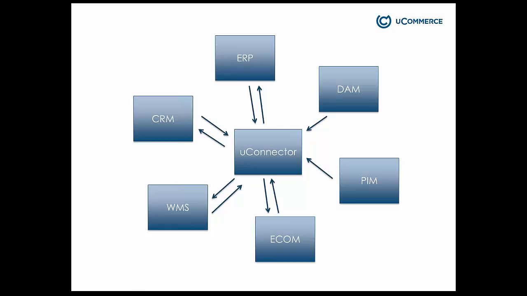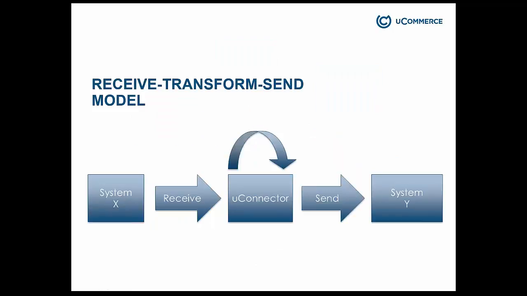So uConnector is a general purpose integration platform. It's a server that you put into place between the various line of business systems, and it will host a number of integrations that deal with certain flows of data. uConnector is an active broker in the sense that it reaches out to a system, pulls data in, and transforms it. It uses a sort of standard ETL model, receive, transform, and send.